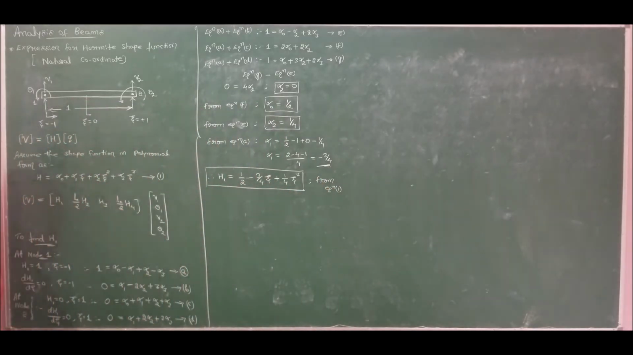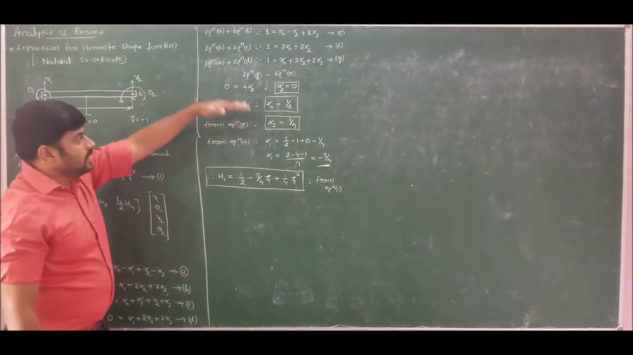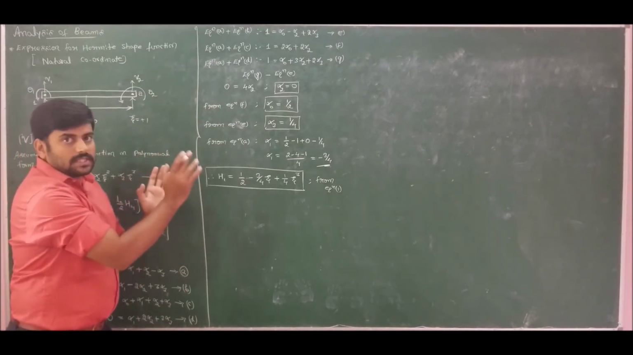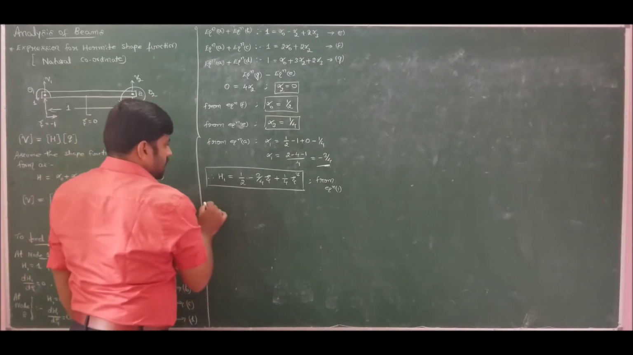So what we have done is we have assumed the variation of the Hermite shape function as a polynomial equation with 4 constants, and we are substituting the boundary conditions into this equation. We will get 4 equations with 4 unknowns. Solve it to find the 4 unknowns. Repeat the same procedure to get the value of H2, H3 and H4.